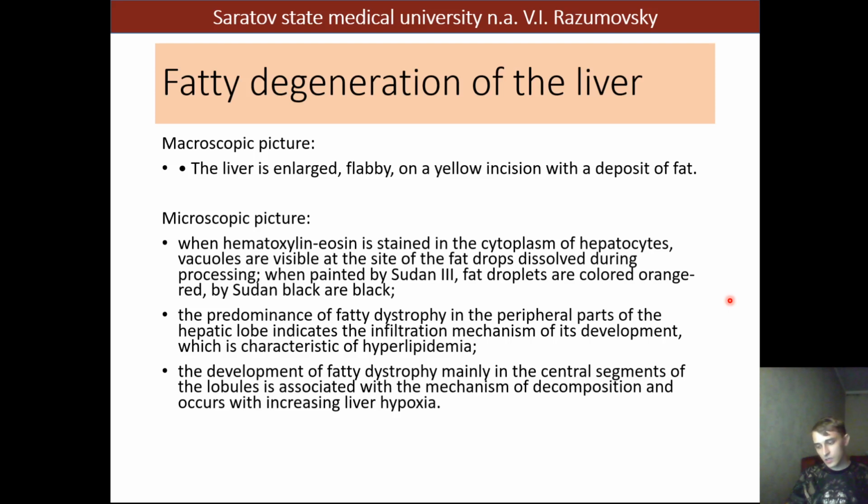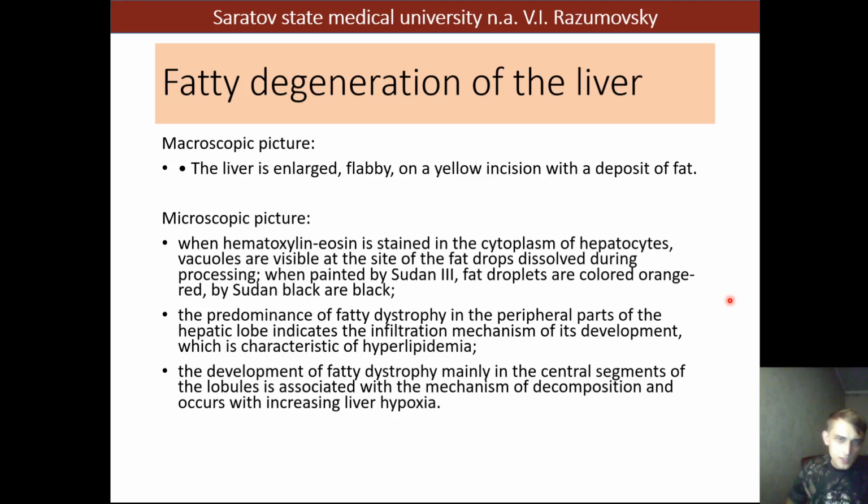Microscopically, in hematoxylin-eosin staining, we can find empty spaces in hepatocytes. If we use special staining, we can see typical results. For example, with Sudan black or Sudan 4, we can find black staining in this cell.